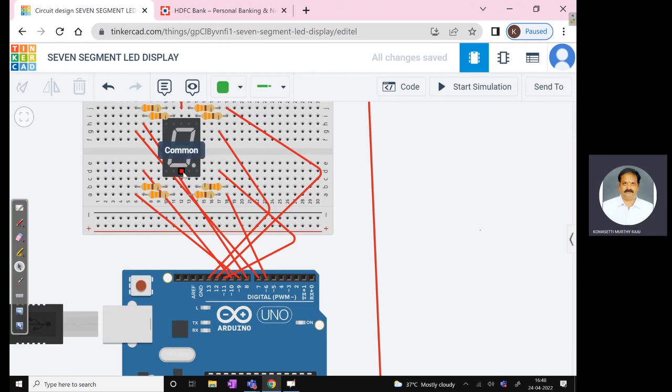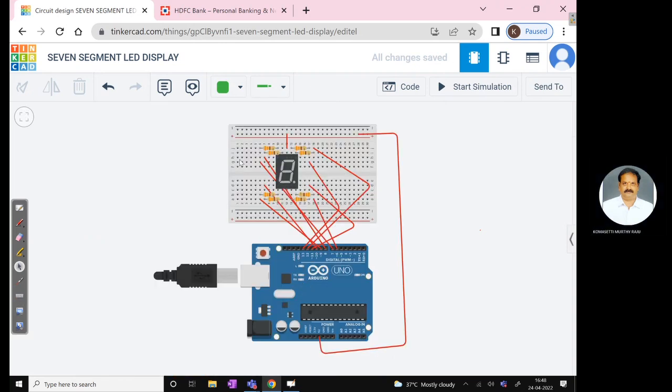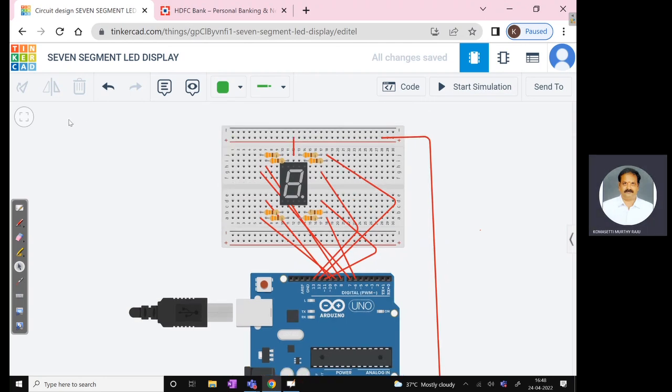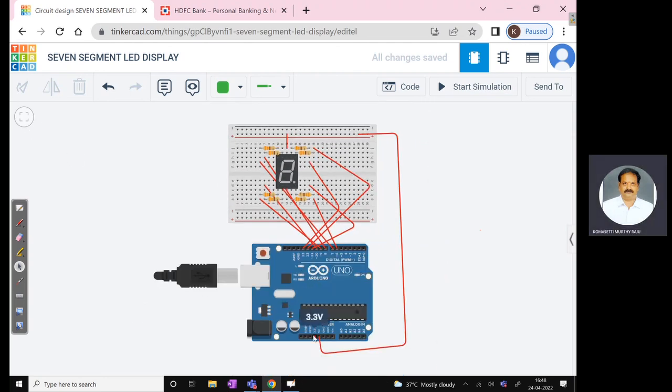Next, some common point is there. That common point is connected to 5 volts, because all the anodes of the 7 segment display LEDs are connected to VCC. The 3rd pin and 8th pin are the common pins connected to the VCC supply. This is the 5 volts.